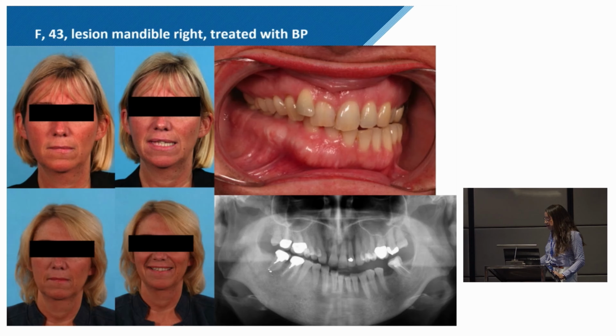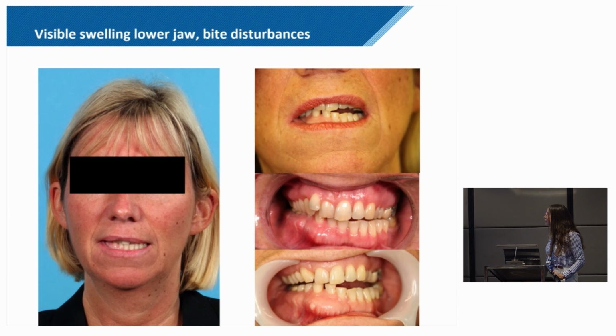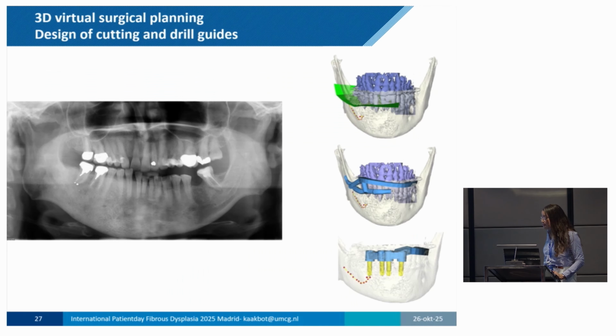And one day the woman came again, and she was sick of her bite disturbances. She had a visible swelling of her lower jaw, and when she would speak, you would see her gums, which is unnatural. And she asked us to consider performing a surgery. So we did. We made a planning. And she had an increased height of the lower jaw.